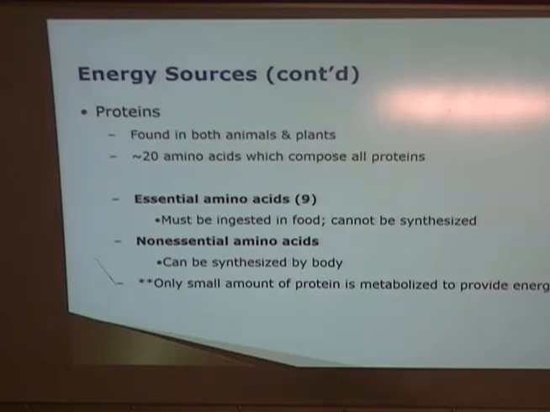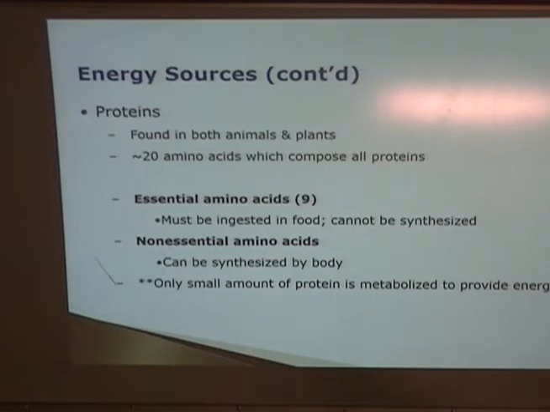Okay. Of our amino acids, 9 of them are called essential. And they're essential because we can't make them in our body. We don't have the ability to synthesize any of that group of 9. So that means we have to make sure to include them in our nutritional intake. Right? The remaining 11 or so are non-essential.